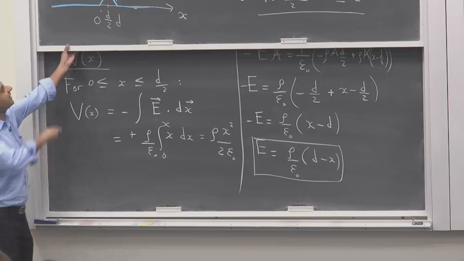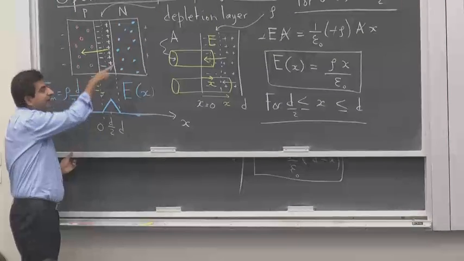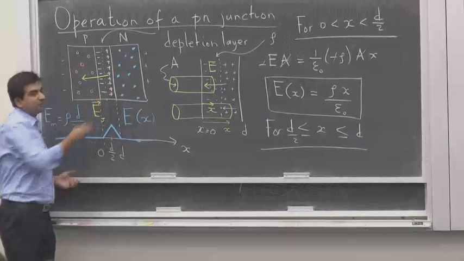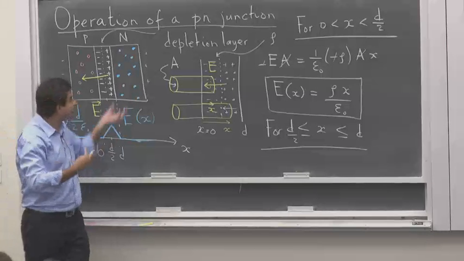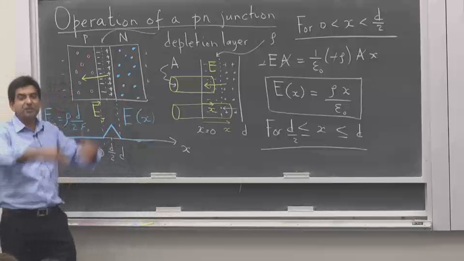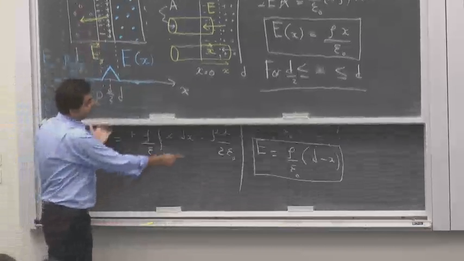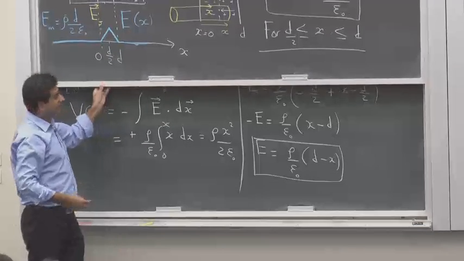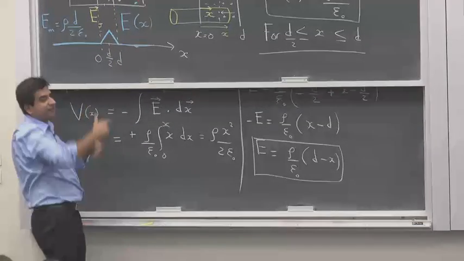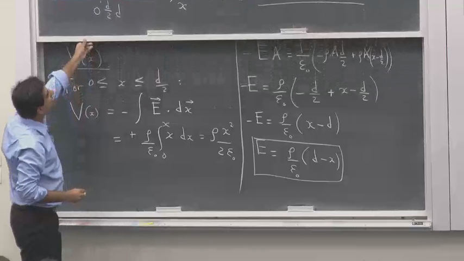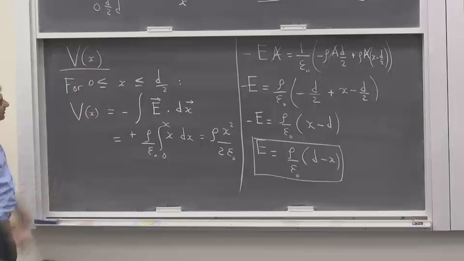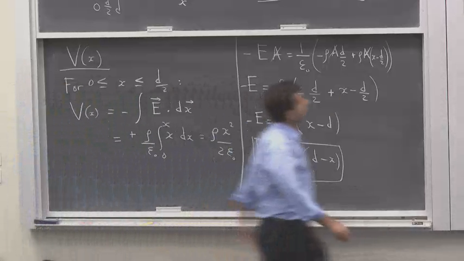Of course, as I am going from this side towards the positive side, the potential is going up because I'm moving towards the positive charge. So the potential has to go up. That's why this is a positive number. So in this region, the potential is going up. If I were to plot the electric field and the potential together, this is what the plot would look like.